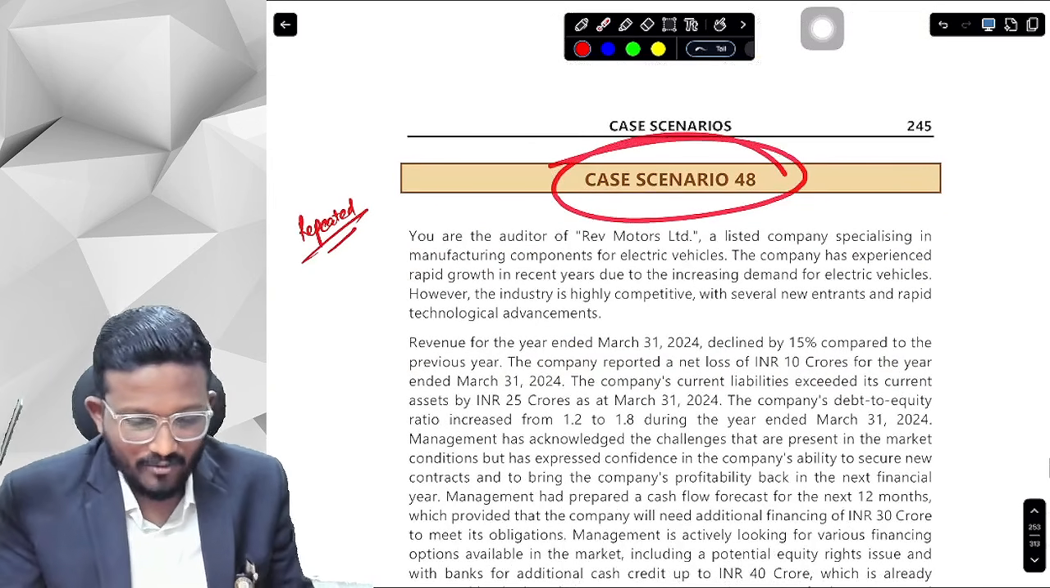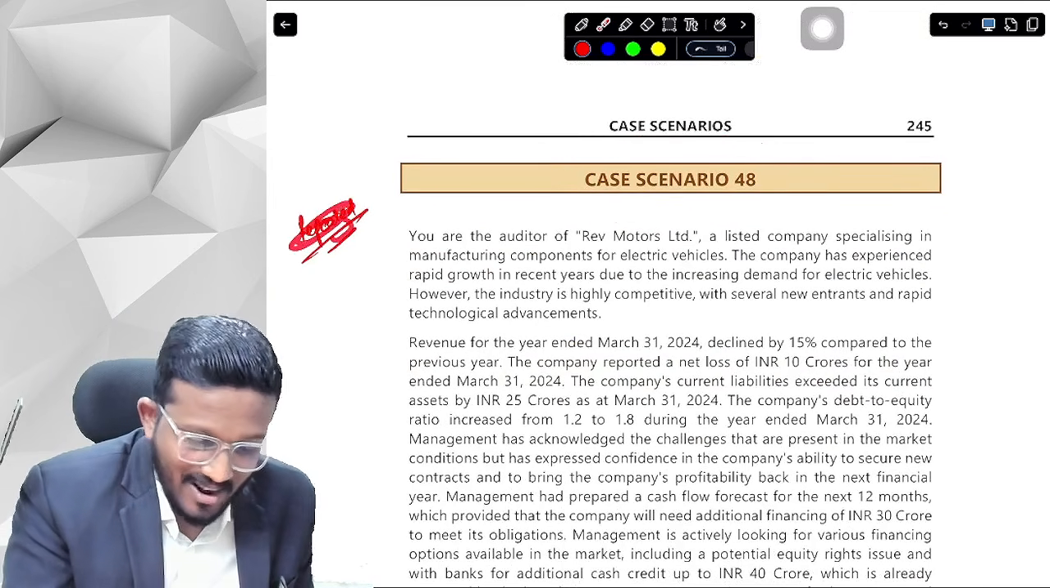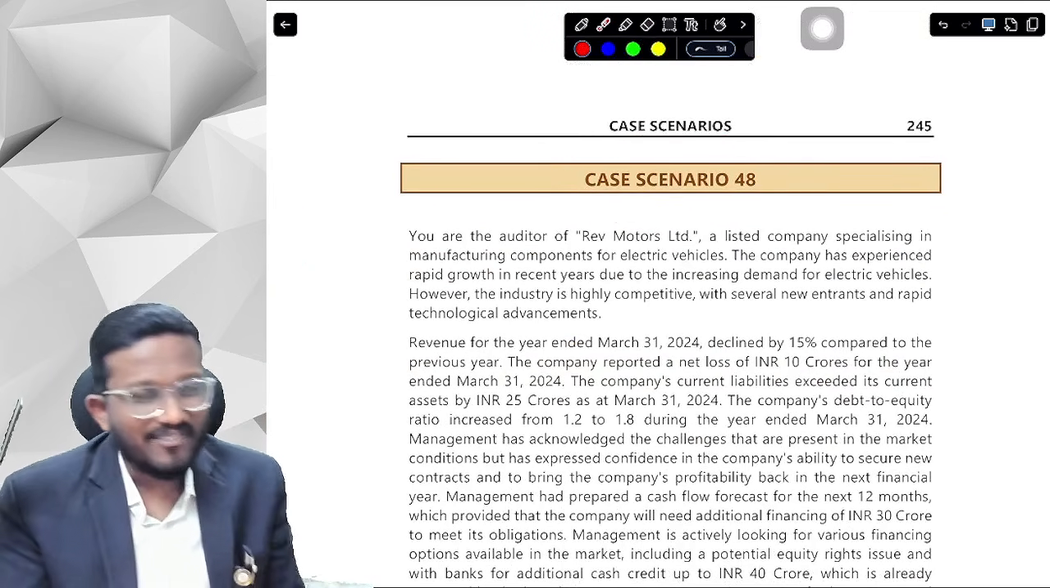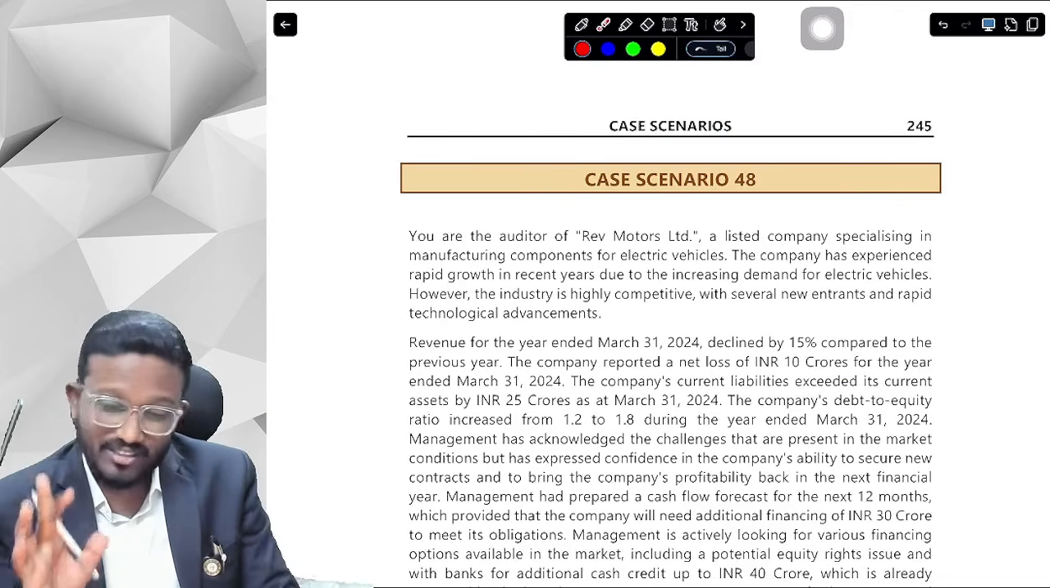Let's do case scenario number 48. I am sure this is not repeated now. For the last two times I have repeated and that was not repeated. I am sure this is also not repeated.